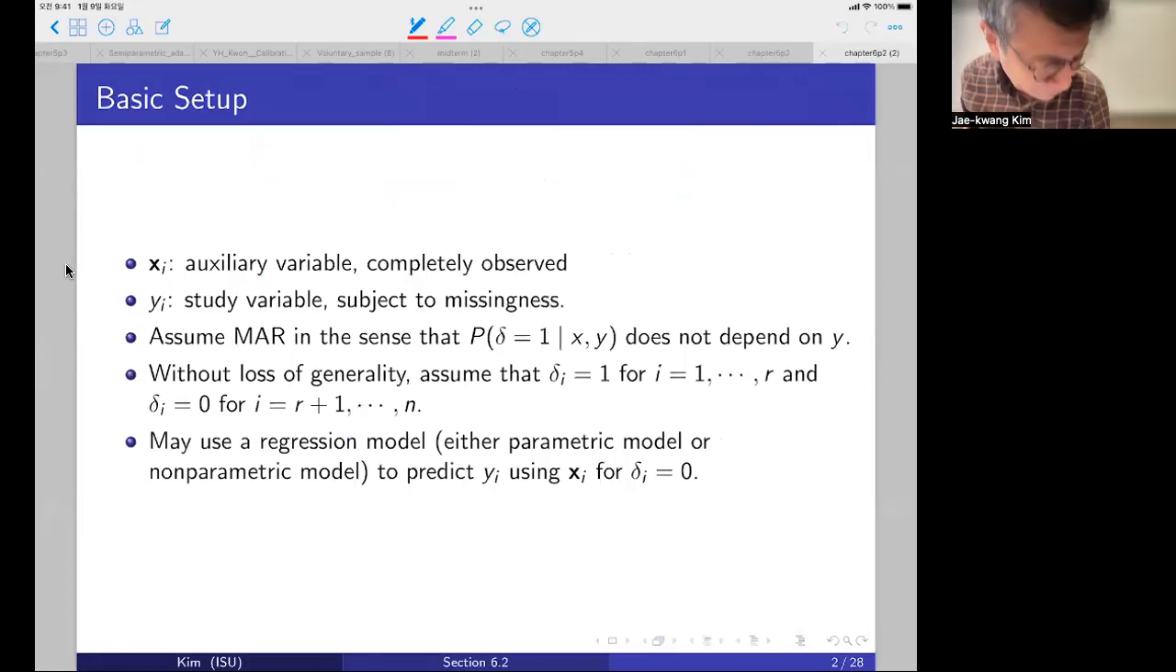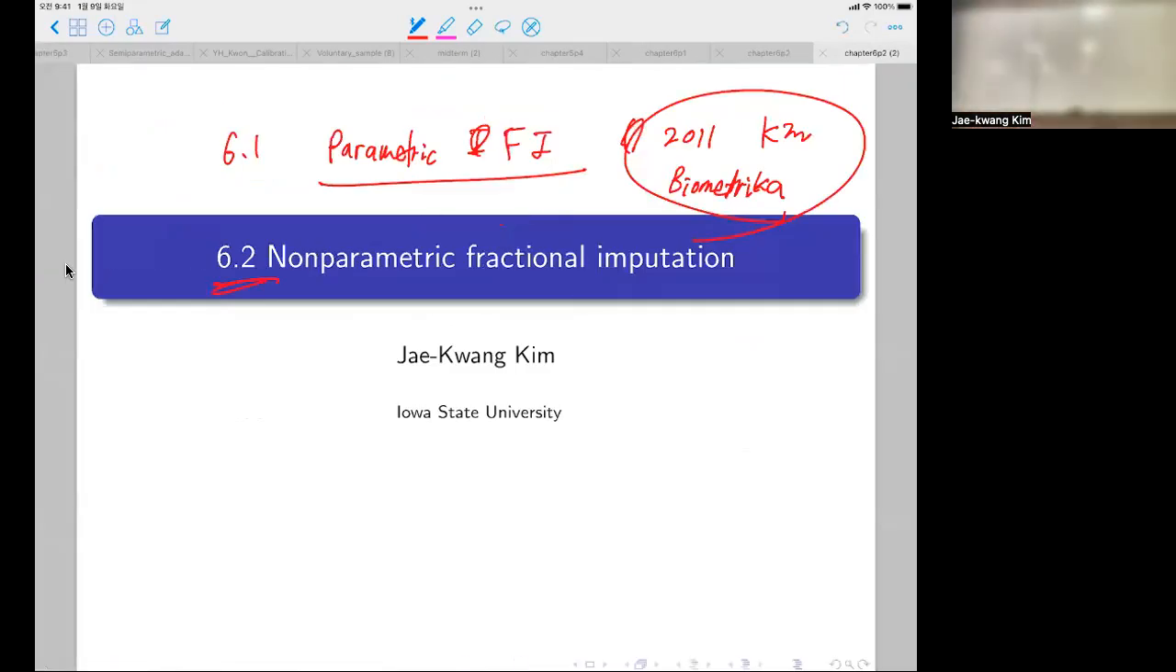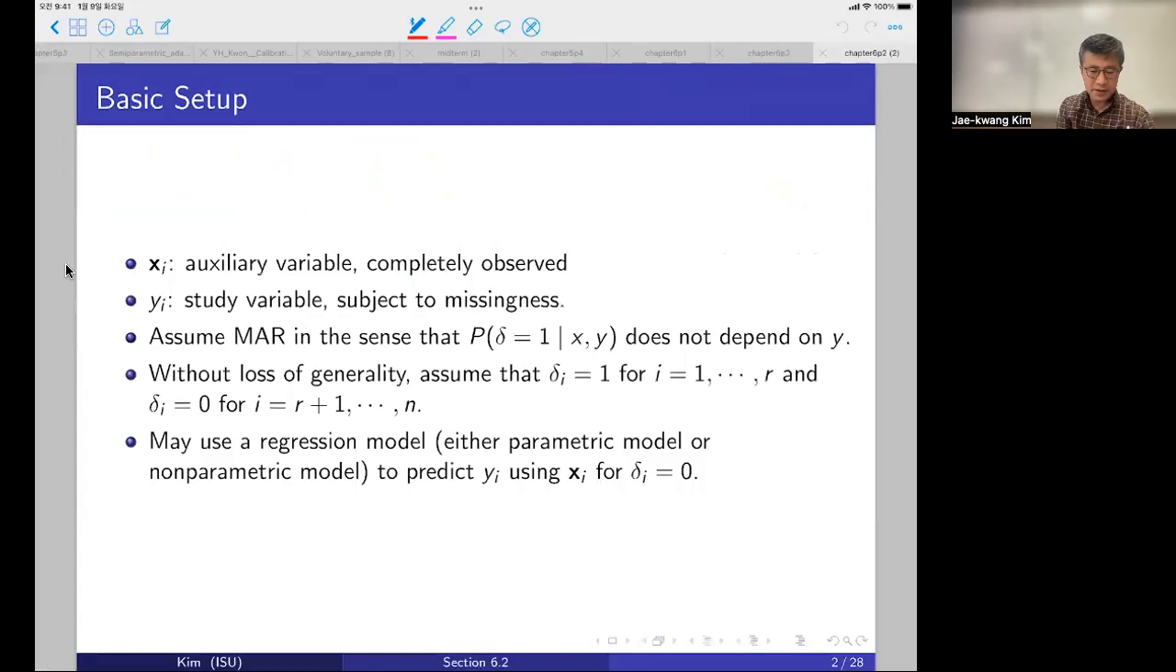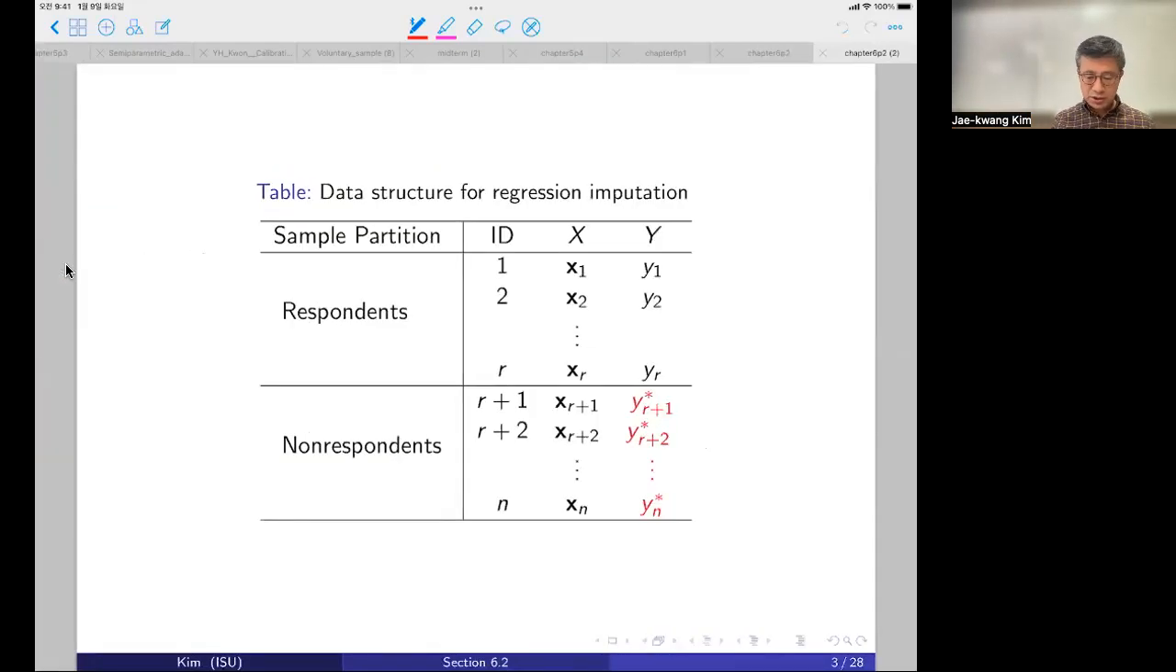So anyway, here's a setup. Now we are going to avoid the parametric model assumption. We have a simple setup: a scalar y and missing at random. In this case, if you're interested in doing anything interesting, we probably want to do a regression model and regression imputation. Okay, so here's the setup.